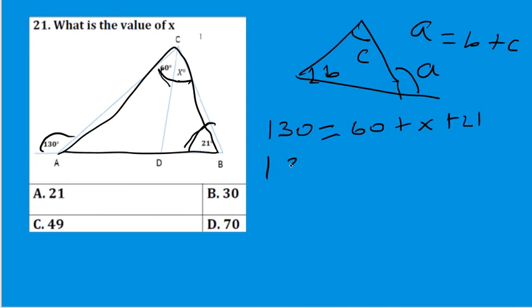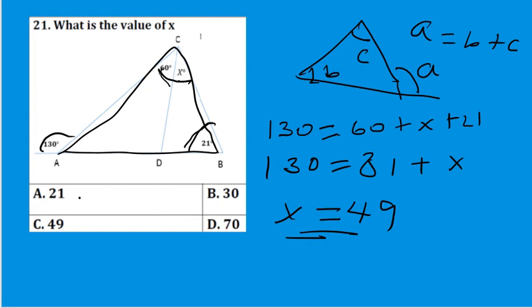That means 130 is equal to 60 plus 21, which is 81, plus x. Then 81 will be shifted and subtracted. When you subtract 81, the x value will be 49. Yeah. The answer is found in C again.